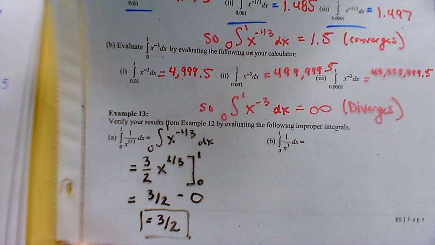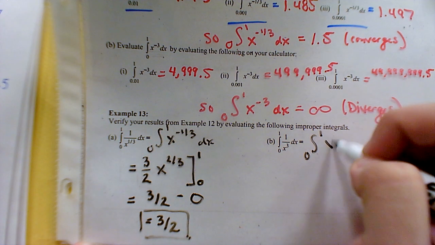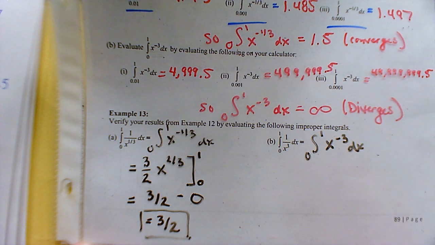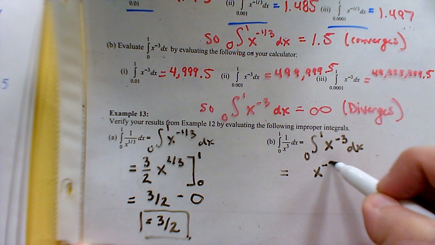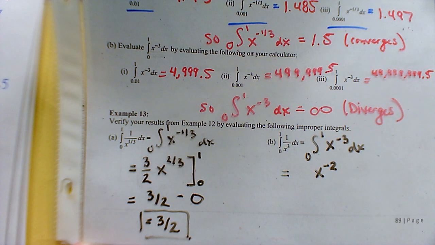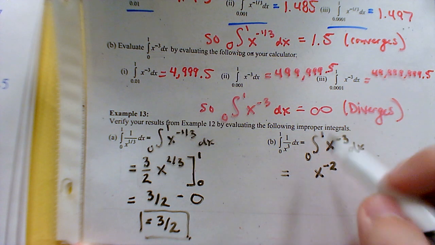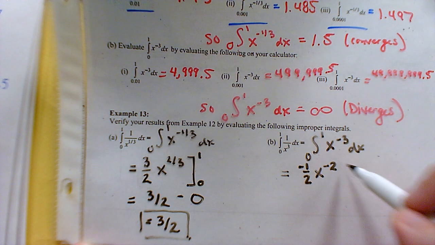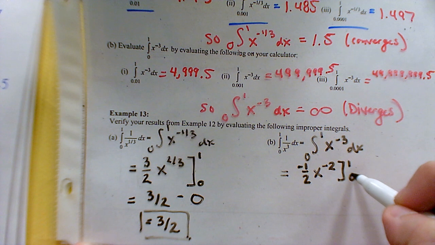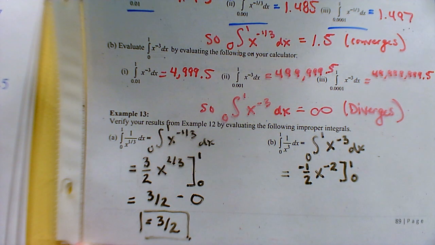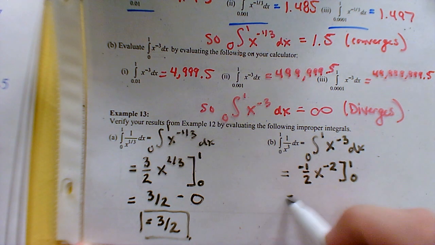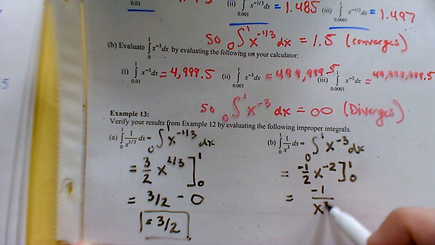From before? So we can get the same thing. Let's try the other one. We'll rewrite it as x to the negative 1/3. And do our reverse power. We can add 1 to the power. Divide by the new power. Maybe you want to rewrite it as a positive exponent. That helps out.